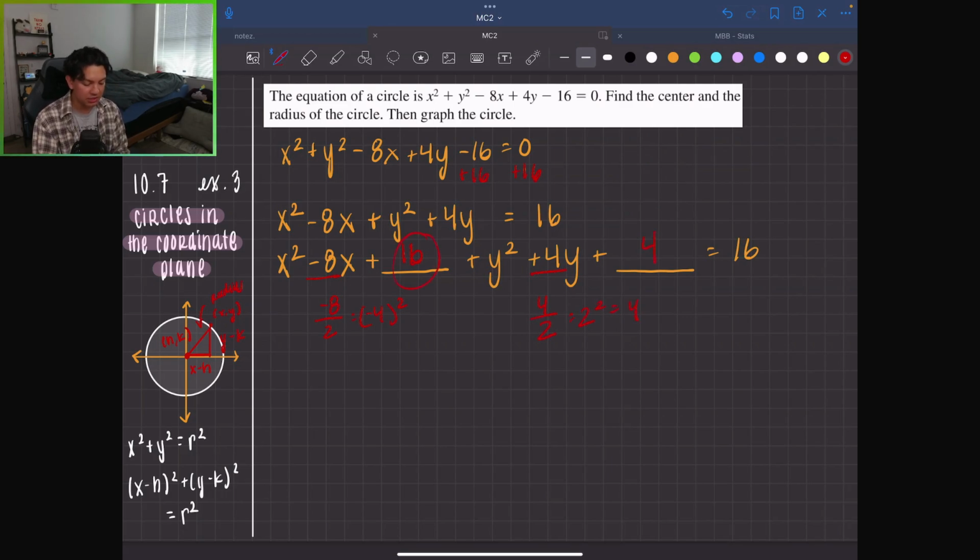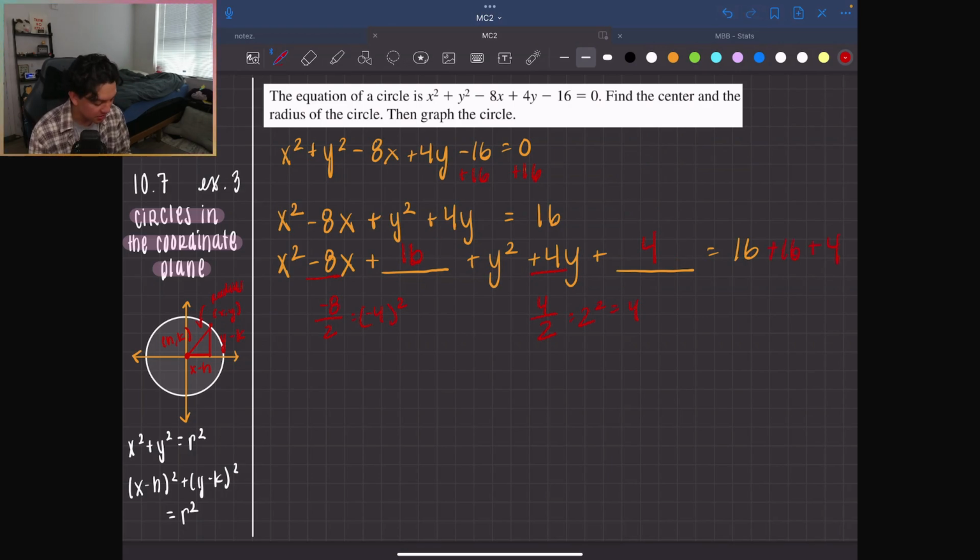Remember that when you complete the square, we are adding something extra to this left side of the equation. And by the properties of equality, whatever we do on the left side of the equation, like in this case, when we add 16 and we add 4, we also have to add 16 and 4 to the right side. So I'm also going to add 16 and add 4. So just don't forget that step.